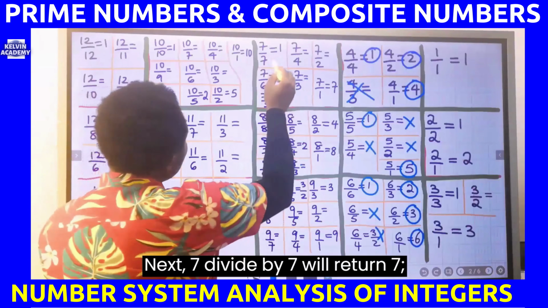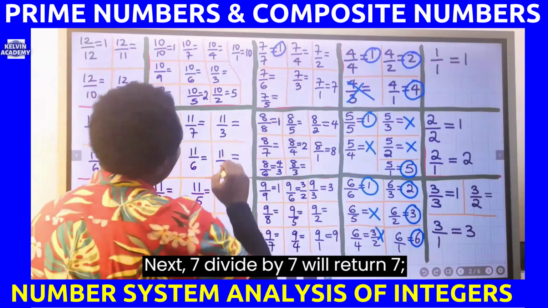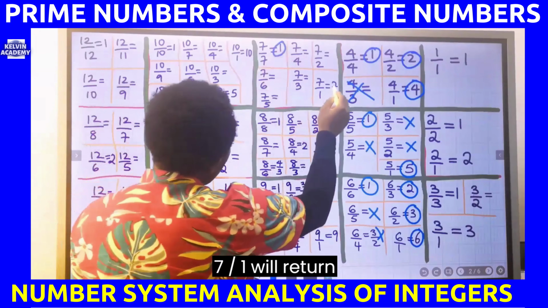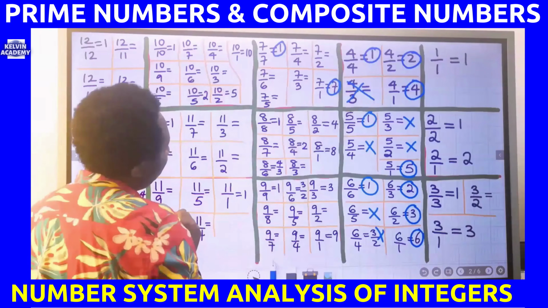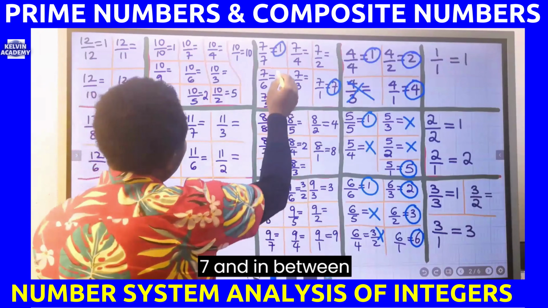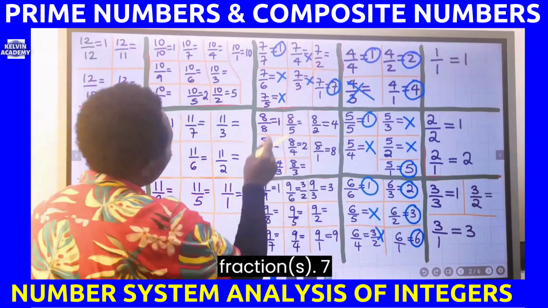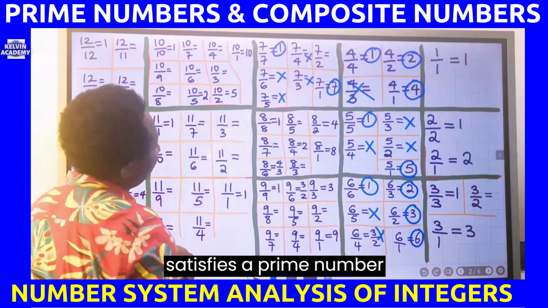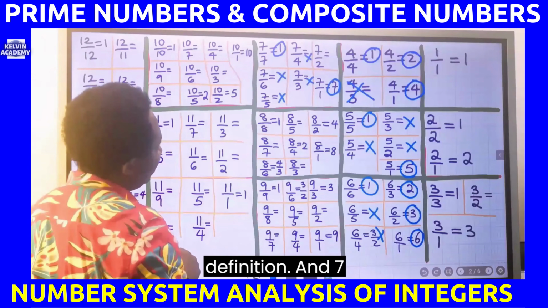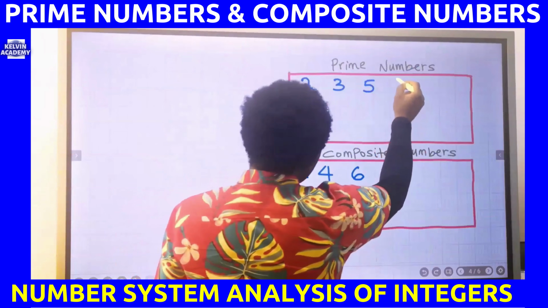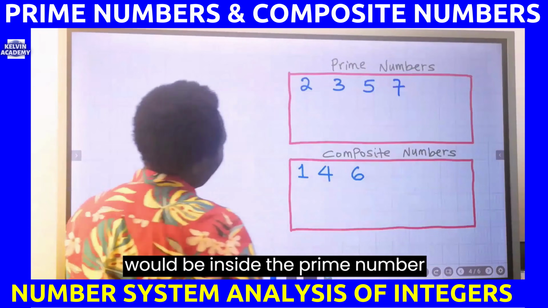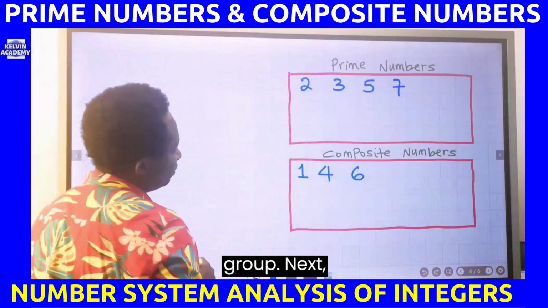Next, 7 divided by 7 will return 1. 7 divided by 1 will return 7. And in between, everything is a fraction. 7 satisfies a prime number definition. And 7 will be inside the prime number group.